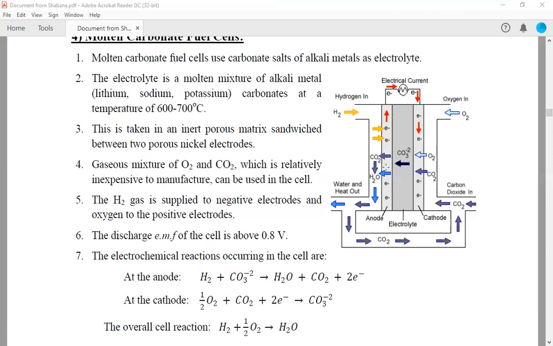Whereas the liberated water and the carbon dioxide move in the downward direction, and the water comes out as a primary source of drinking purpose. Whatever carbon dioxide is generated in this process moves down and is again circulated, moves towards the cathode, and is supplied near the cathode.